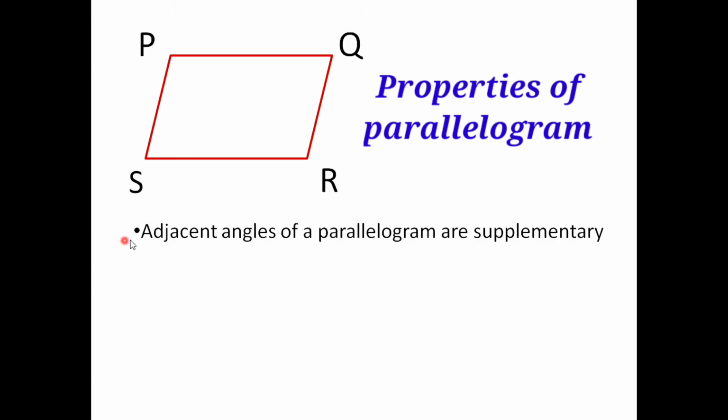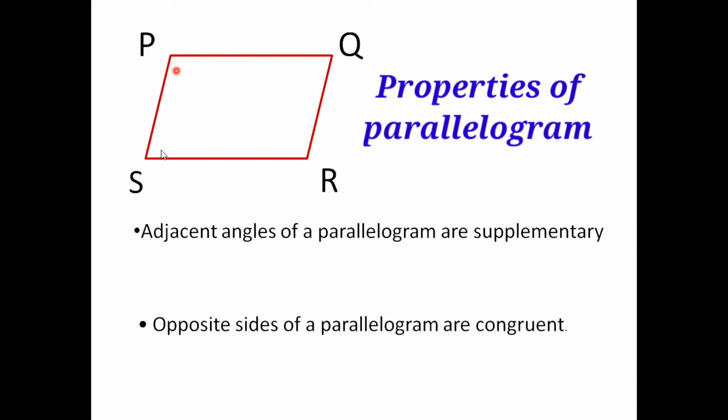Now let's see the properties of a parallelogram. The first property is that adjacent angles of a parallelogram are supplementary. As we can see, PQ is parallel to SR. That's why angle P and angle S are interior angles. And in an earlier topic, we have studied that if two lines are parallel, then the interior angles are supplementary. That's why angle P and angle S are supplementary. The second property is that opposite sides of a parallelogram are congruent. So PQ is congruent to SR and PS is congruent to QR.